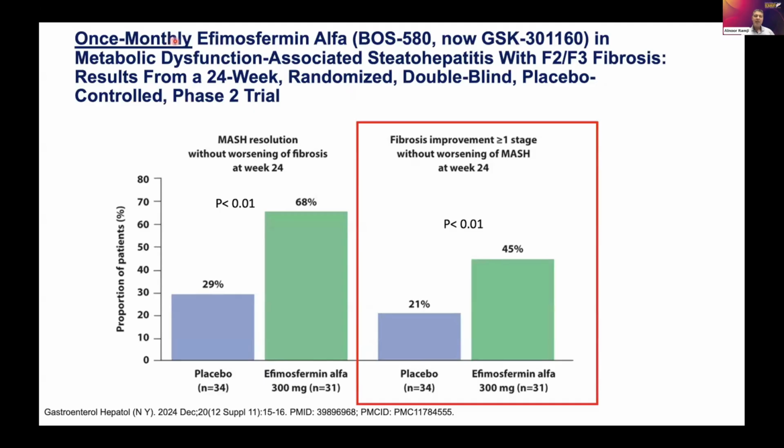This is a once-monthly FGF21 analog as well, which is now in phase 3. I'm showing you the phase 2 data set at just 24 weeks of therapy. I'm going to show you the red box looking at fibrosis improvement by greater than one stage without worsening of MASH. Placebo at 21% versus the active agent at 45%. Again, really good data, and this is just at 24 weeks of therapy. So very much looking forward to seeing these therapies in phase 3 and thereafter, hopefully in clinical practice, to improve fibrosis, even in patients with advanced disease.